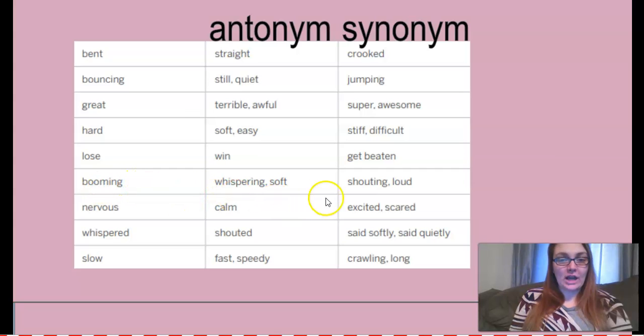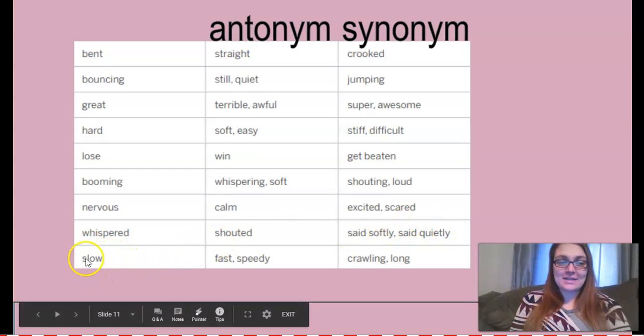Booming. Very loud. Shouting. Or the opposite would be whispering and soft. Nervous. An antonym and opposite would be calm. Or a synonym might be excited or scared. Now again, these are all just samples. You might think of different words too. Whispered. The opposite would be shouted, whereas the synonym would be said softly, said quietly.